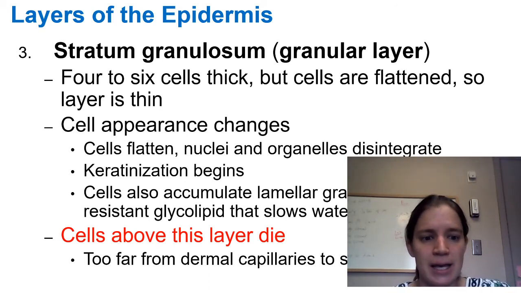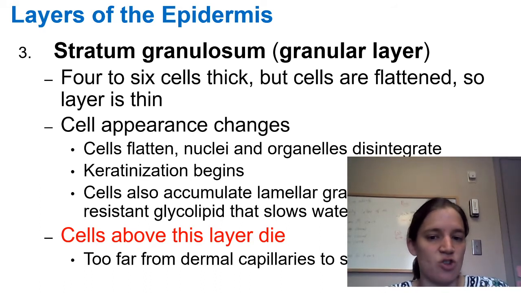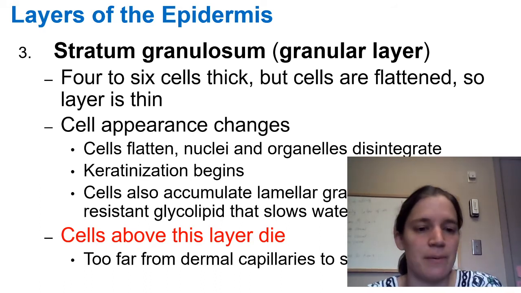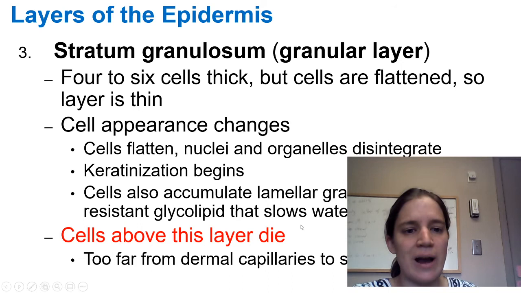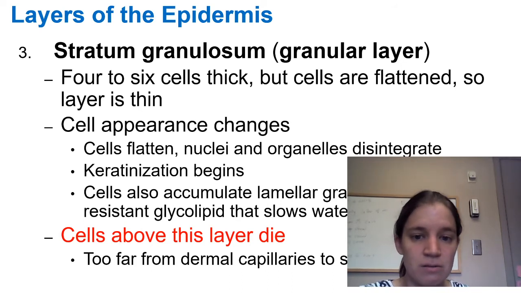And so they start to die. Above this layer, above layer 3, they're definitely dead. But just because they're dead or dying doesn't mean that's a bad thing. So here at this granular layer, the cell appearance starts to change. The cells flatten, these organelles are breaking apart.